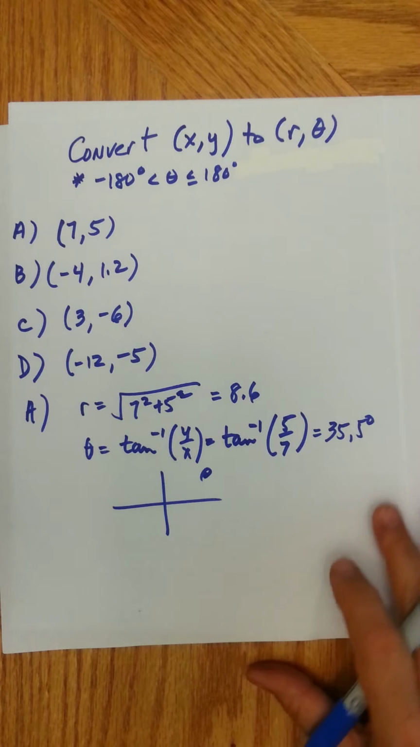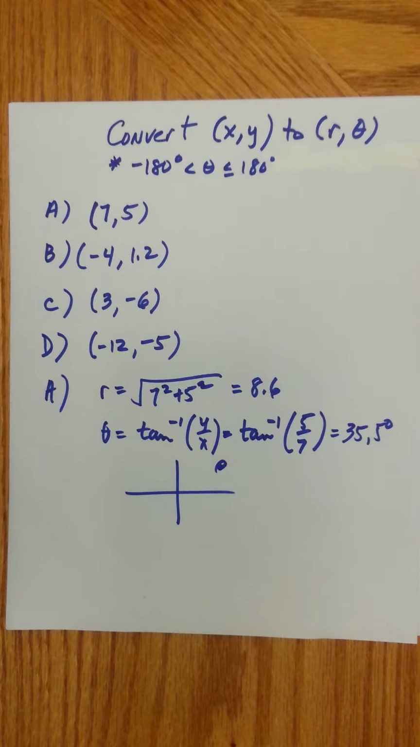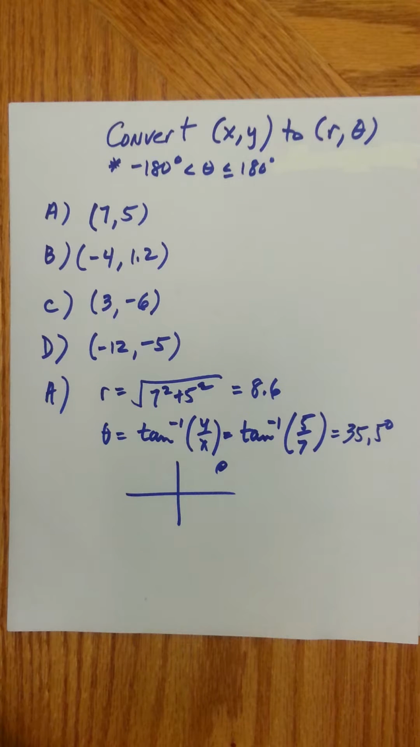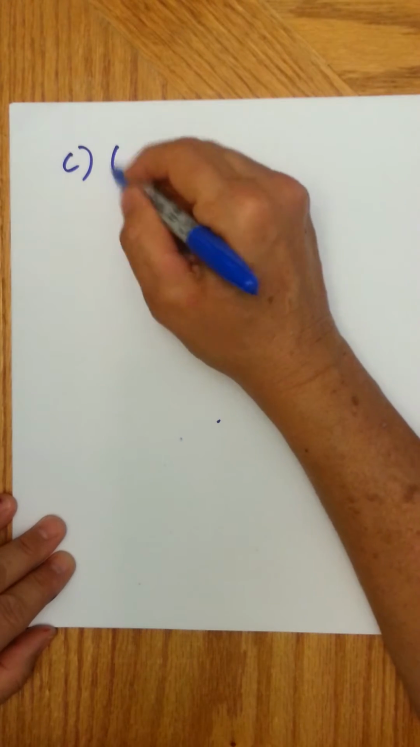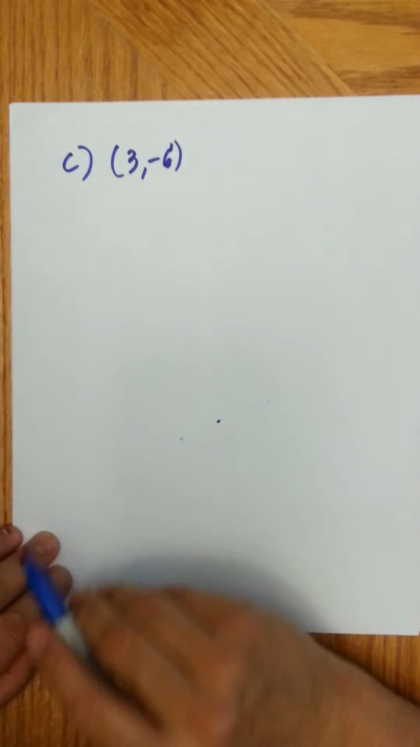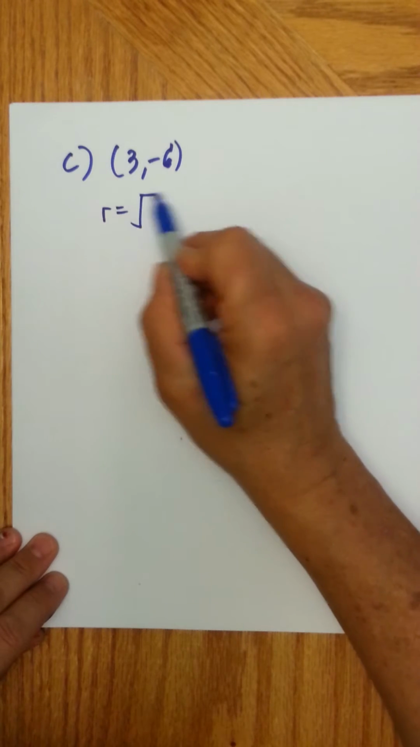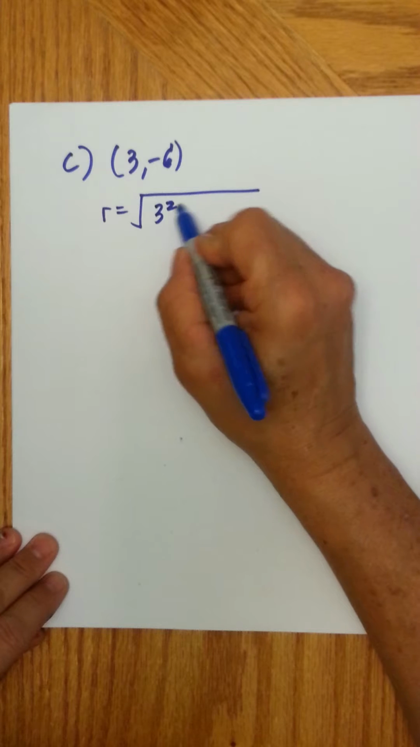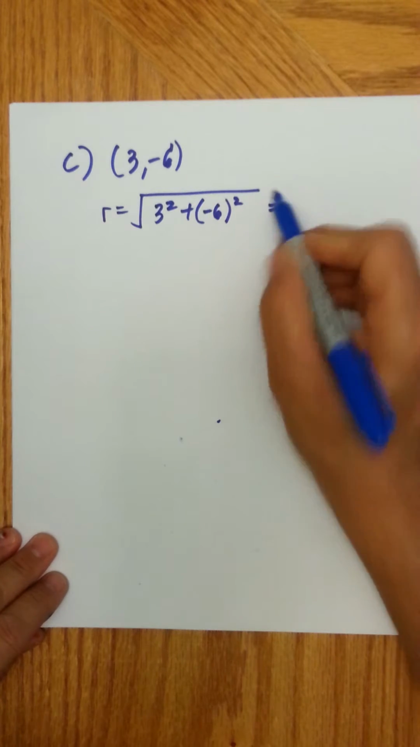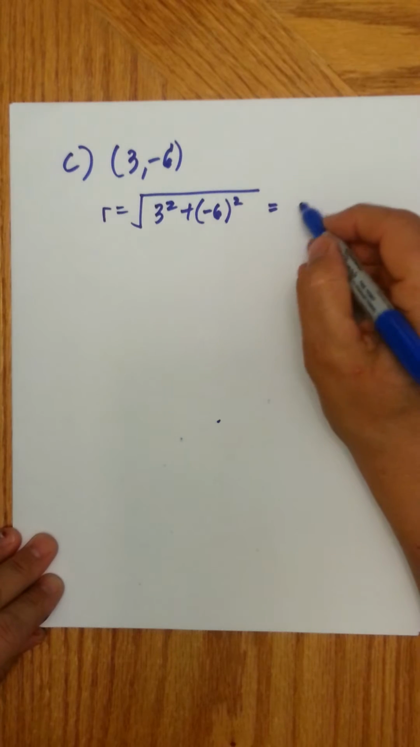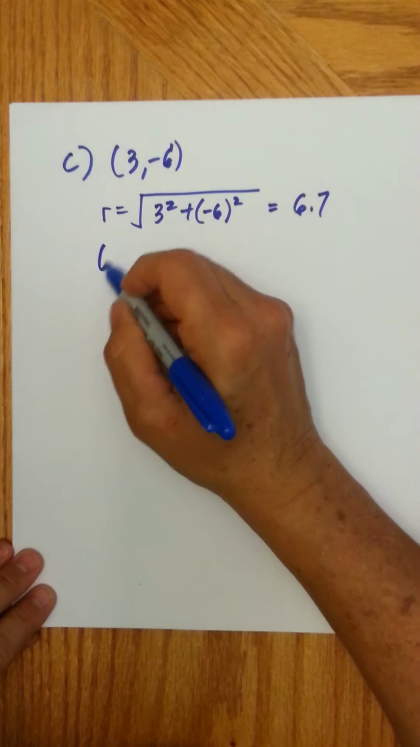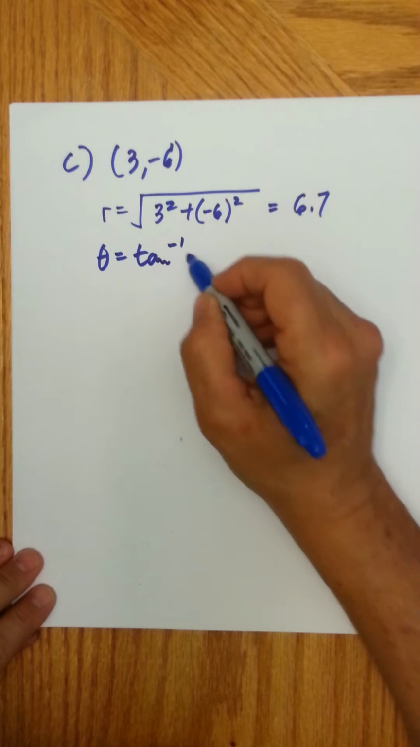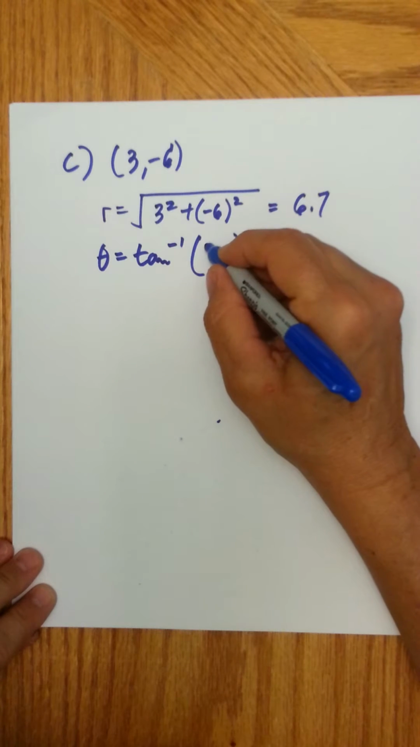All right, let's take a look at C. So what I'm going to do here is, pause the video and go ahead and try C and D and see what you get. I'll go ahead and follow through on those. So for C, let me make this a little cleaner. We're given 3, negative 6. Okay. So again, for the radius, we're going to say square root of x squared plus y squared, so 3 squared plus negative 6 squared. And when you do that, you're going to get 6.7. And now theta is the inverse tangent of y over x, so that's negative 6 over 3.